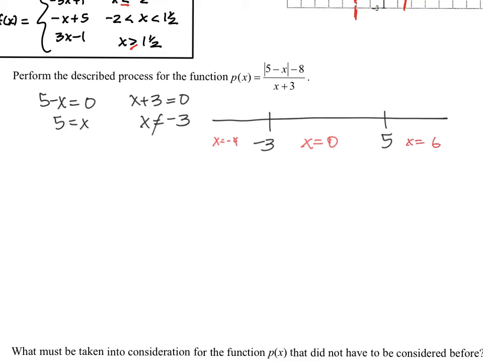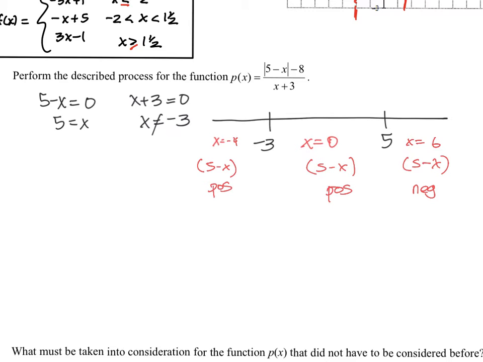6. Okay, so if I'm looking at the absolute value piece only, that's the only part I've got to worry about for each section of this. Let's see what this sign is going to be for each one of these. This one would be a positive. This one would be a positive. This one would be a negative.